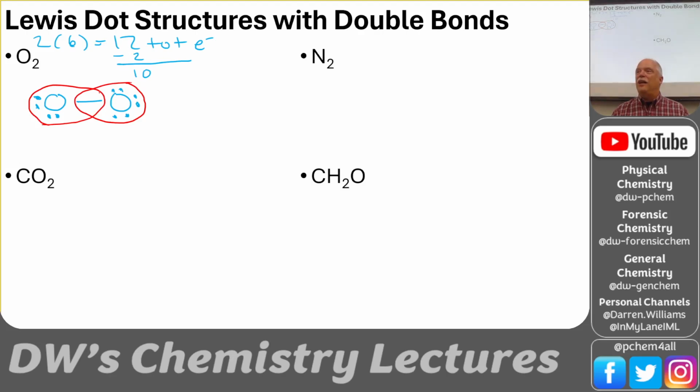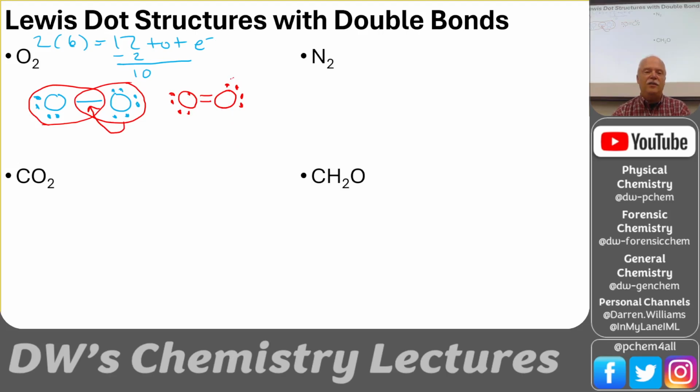So one way to do that as a parent is to say, okay, share 2 more. You with 8 can share 2 more. And so they're going to share 2 more and make a double bond. So this is the Lewis dot structure of oxygen. It's got a double bond. And it doesn't really matter how you draw the dots. So that's the Lewis dot structure for oxygen, O2.